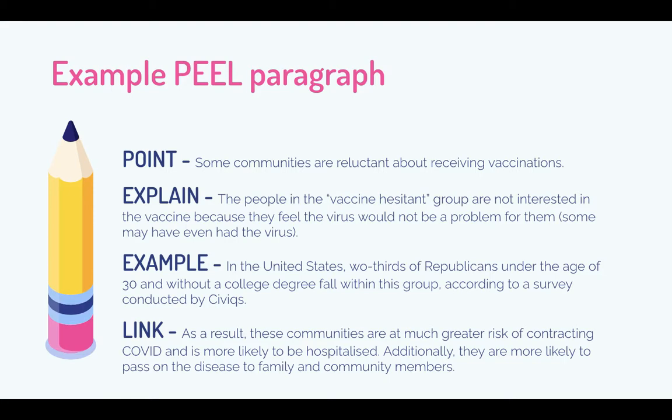Here's an example of a Peel paragraph. You can see that it starts with a simple point, so it's kind of a one sentence answer to whatever the question is. It then talks through an explanation, the example, and a link that shows how this relates to the wider world.